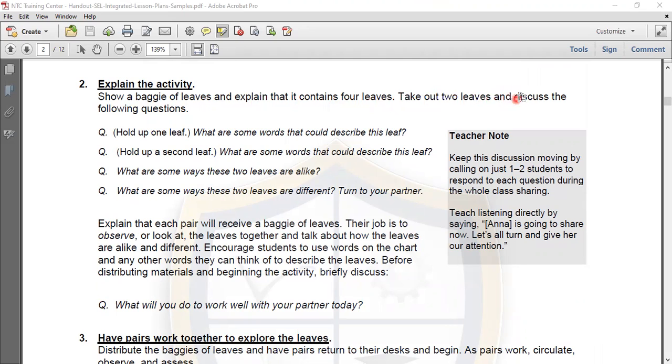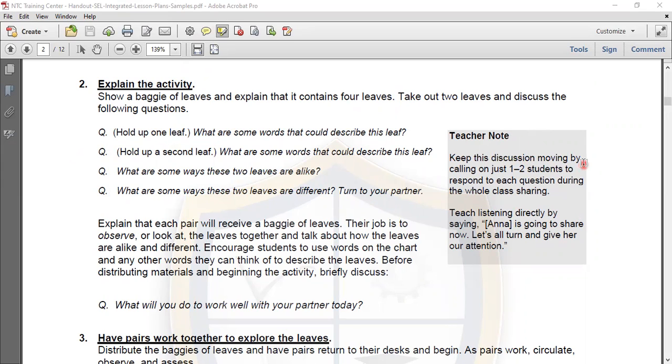Take out 2 leaves and discuss the following questions. Hold up 1 leaf. What are some words that could describe this leaf? Hold up a second leaf. What are some words that could describe this leaf? What are some ways these 2 leaves are alike? What are some ways these 2 leaves are different? Turn to your partner.